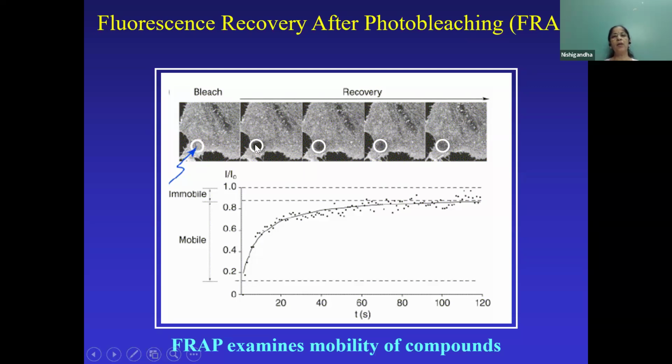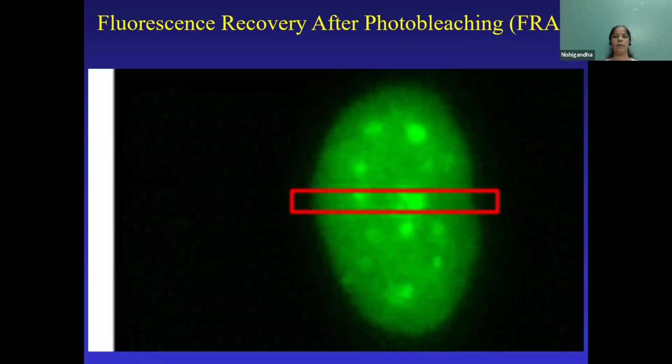Now, if there is a movement of molecules in this region, we should be able to see a change in this black color. So what is done after parking the beam and photobleaching the area is you take images at different time intervals. Now you can very clearly see that fluorescence is picking up, and after some time it's the same as it was in the beginning. It is also shown as a graph. So FRAP actually examines mobility of different components within the cell.